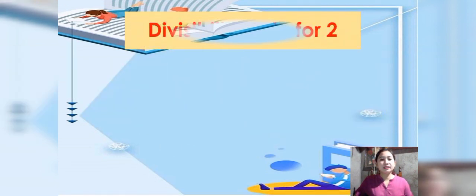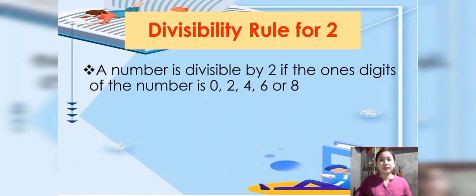Let us now first discuss divisibility rule for 2. A number is said to be divisible by 2 if the ones digit of the number is 0, 2, 4, 6, or 8. Meaning to say, if the digit in the ones place is 0, 2, 4, 6, or 8, it is divisible by 2.